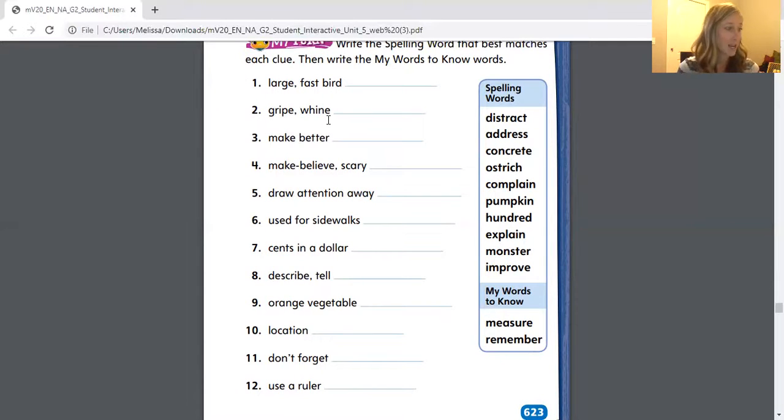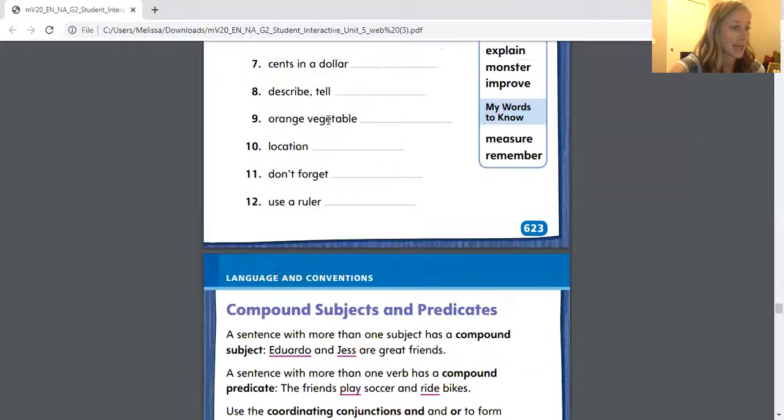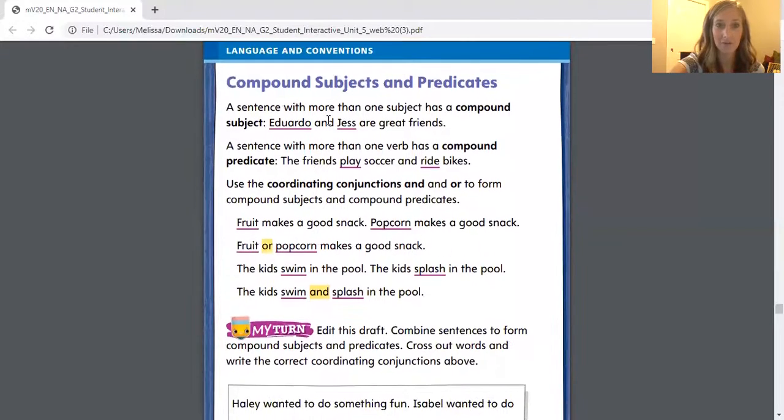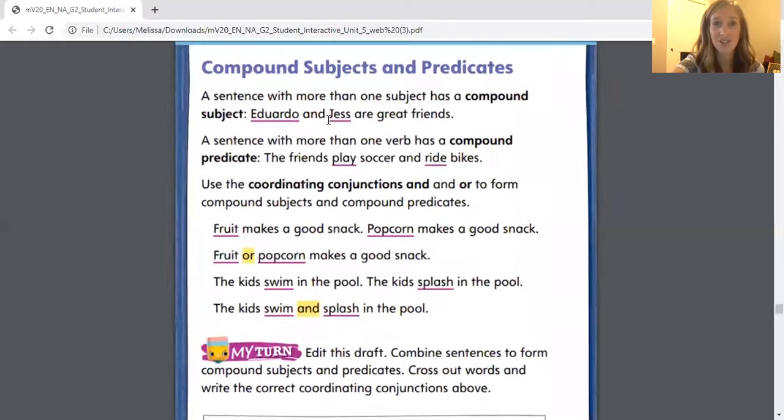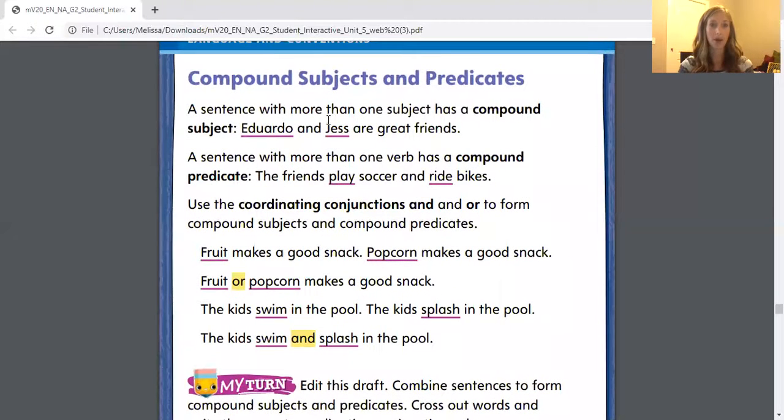All right, the last page we're going to work on for today is page 624. And on page 624, we'll be talking about compound subjects and predicates. So a subject is who or what the sentence is about. The predicate is what they're doing. It's more of the action, okay? So the subject is who or what it's about. The predicate is the action or what they're doing.